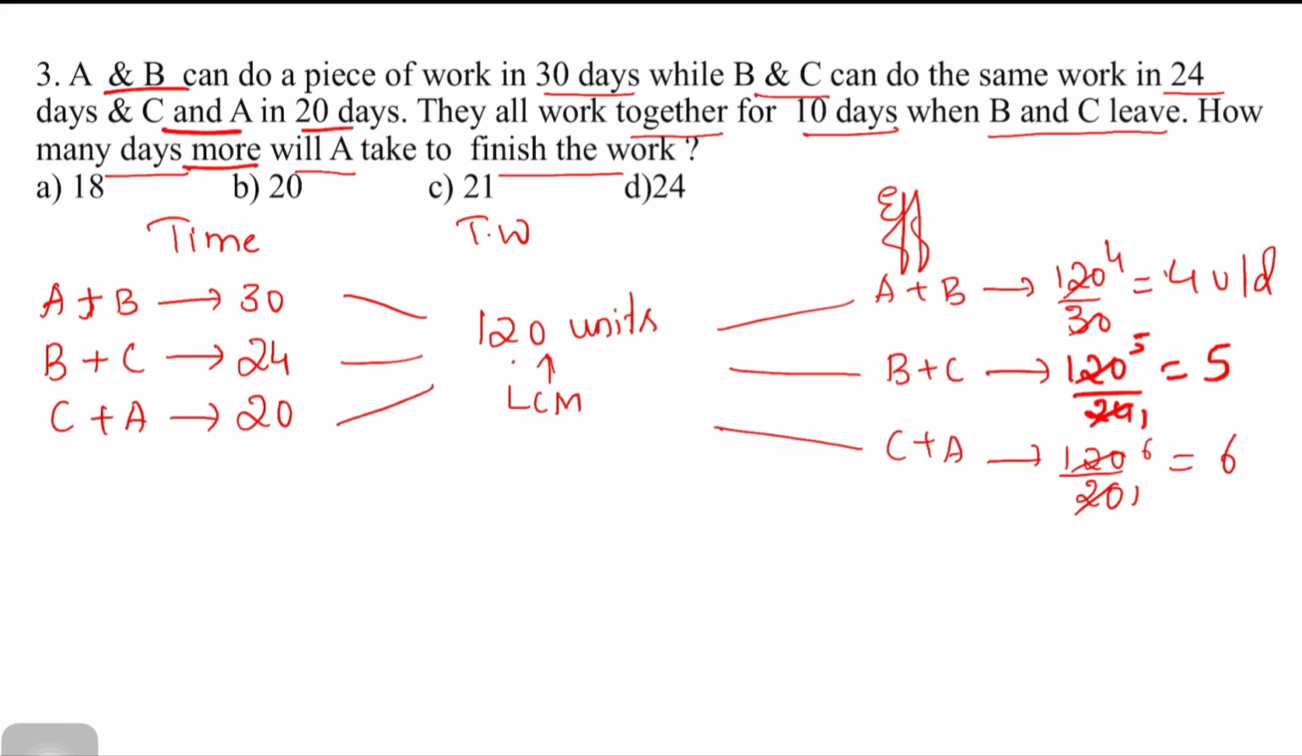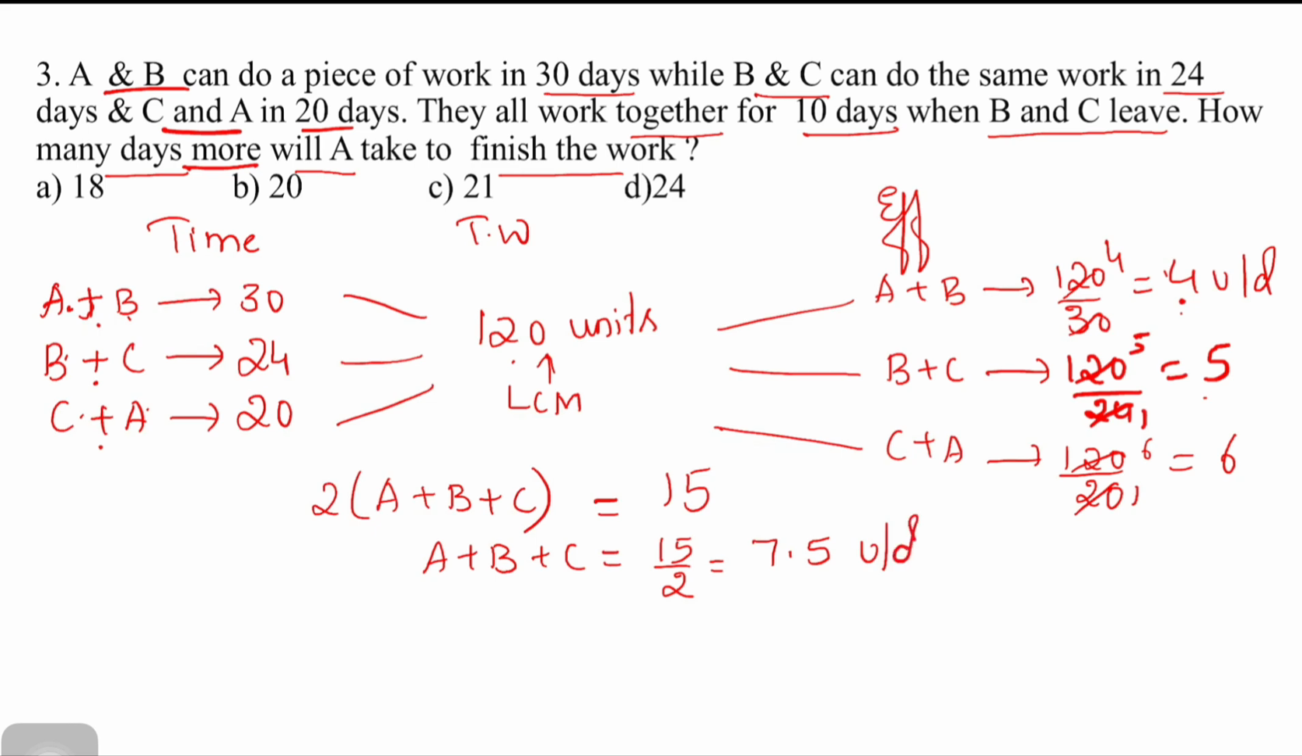Now all together worked for 10 days, isn't it? That means we need the efficiency of all three together. So how to do it? A plus B plus B plus C plus C plus A is nothing but 2A, 2B and 2C, where 2 is common, I'll take out, and A plus B plus C is equal to, add all these three, 4 plus 5 is 9 plus 6 is 15. Therefore A plus B plus C is equal to 15 by 2, which is equal to 7.5 units per day. So A plus B plus C together can complete 7.5 units per day.